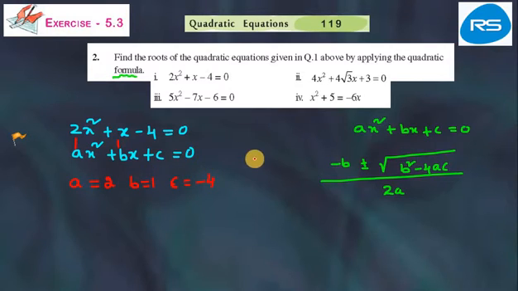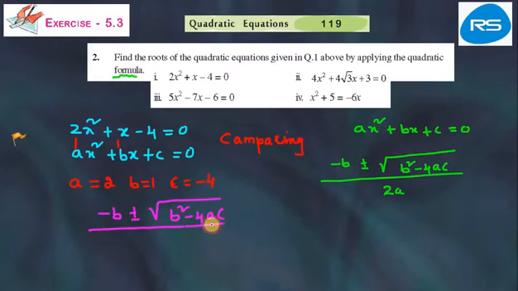Just compare with ax square plus bx plus c is equal to 0. Comparing, you will get the values of a, b, c. This is the first step. Next, the formula. So what is the formula? Minus b plus or minus square root of b square minus 4ac by 2a. In this formula, just substitute all the values of a, b, c.